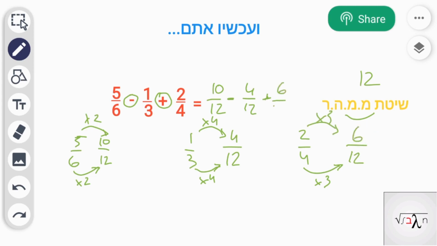The last thing for me to do is to add or subtract the fractions according to the operations. And the denominator stays the same. 10 minus 4 is 6. 6 plus 6 is 12. Therefore, I'll get 12 over 12. And every number divided by itself will be equal to 1.